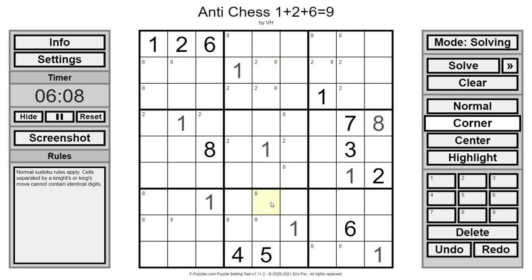That can't be a 2 because it would see both. And now this pattern would mean nothing in a normal Sudoku, but it actually rules out this square from being a 2, which could end up being useful. Can that be a 2? Surprisingly, yes. That works out.